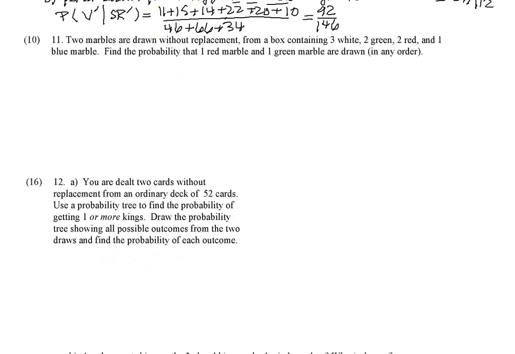All right, and then we are winding up here with some tree diagrams. So 2 marbles are drawn without replacement. That's important. From a box that contains 3 white, 2 green, 2 red, and 1 blue. Find the probability that you get 1 red marble and 1 green marble in any order. Okay, so one thing that you can do to help you visualize here is you can actually draw your marbles, get a visual picture here.